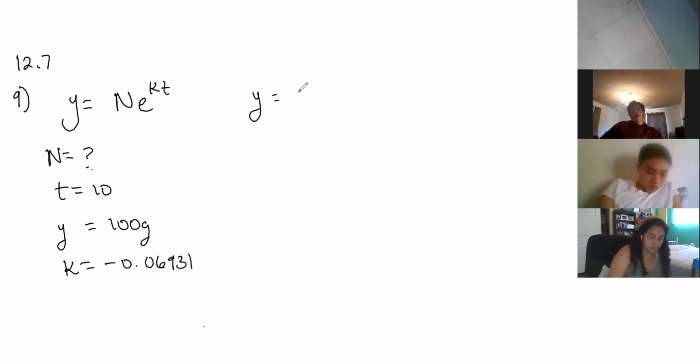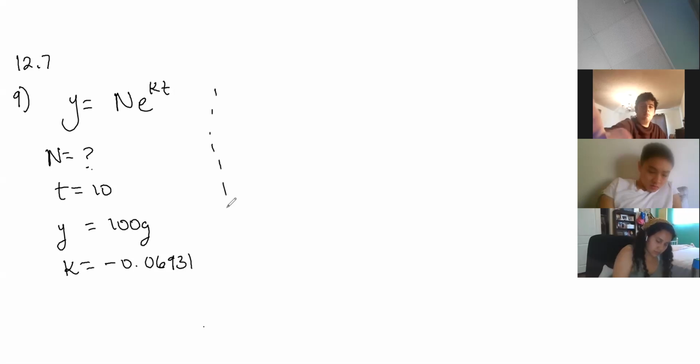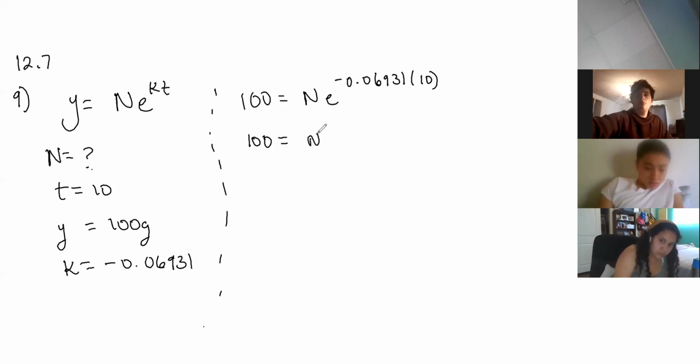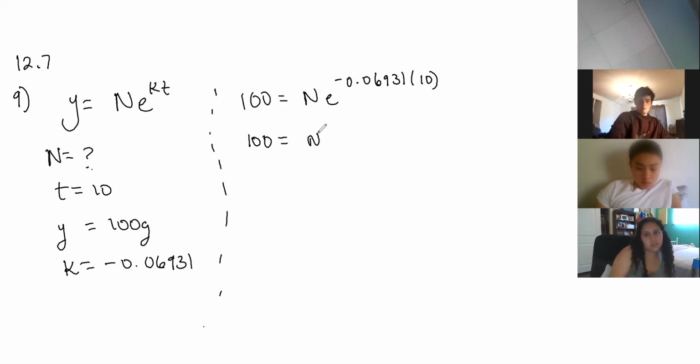Y equals N, we don't know, but we do know Y. What is Y? 100. 100 equals, we're looking for N, E raised to the negative 0.06931 times T, and T is 10 years. What do you get when you multiply that decimal by 10? Multiplying by 10 moves your decimal one place to the right. So negative 0.6931.